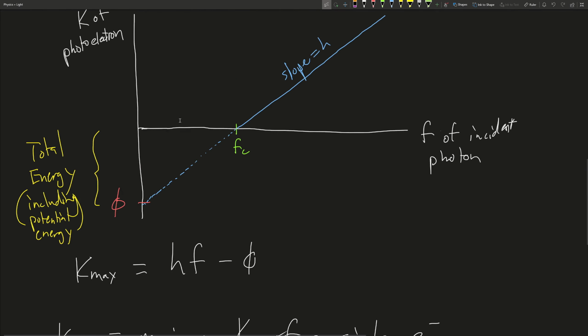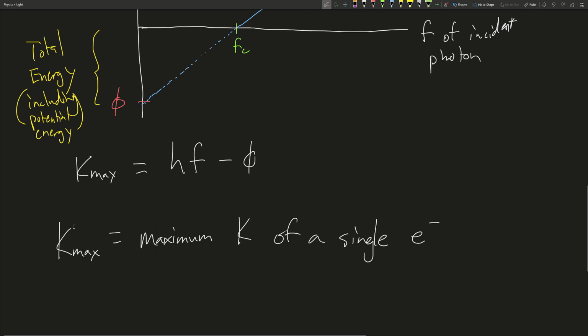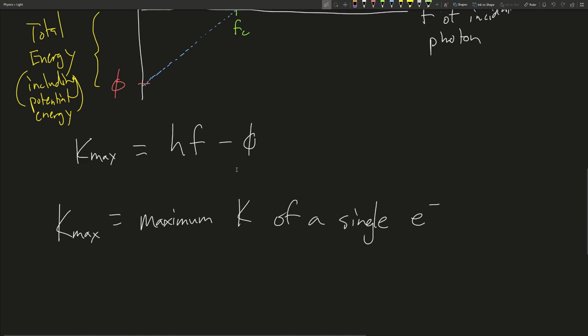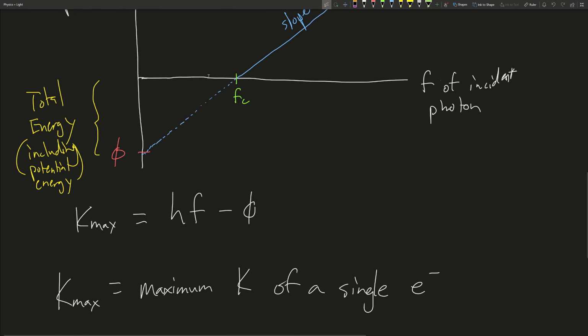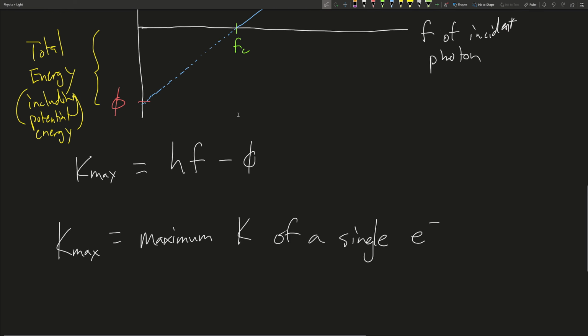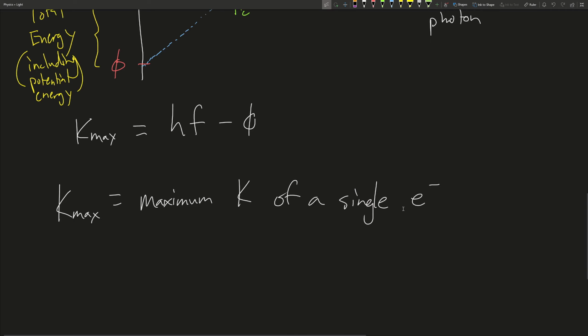And this only makes sense when this frequency is above the cutoff frequency, because kinetic energy has to be positive or zero. So this form of the equation doesn't make sense when the frequency is below the cutoff frequency. When it's below the cutoff frequency, the total energy of the electron is going to be equal to this, and it's negative, which means it's still bound. But when the frequency is greater than the cutoff frequency, then this equation gives the maximum kinetic energy of the photoelectron.